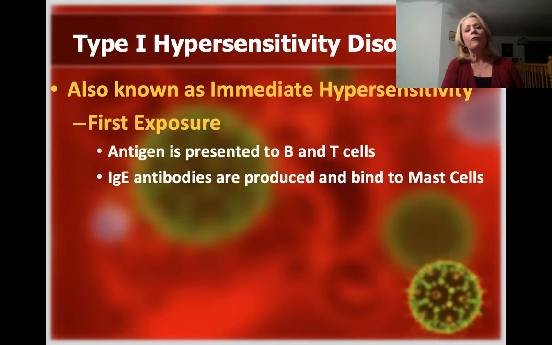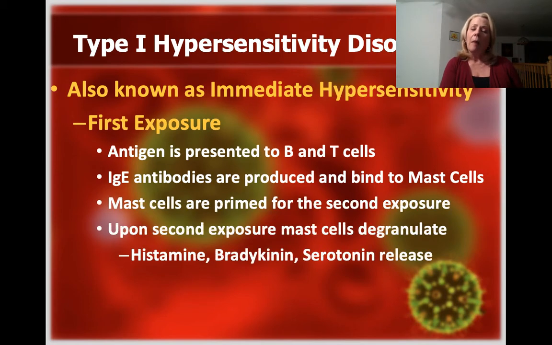So again, on first exposure, your antigens are presented to B cells and T cells, and we make those IgE antibodies, and they bind to the mast cells. Now, mast cells are primed so that when they're exposed a second time, this is when they're going to degranulate. And mast cells are going to release histamines and stimulate bradykinins and serotonin release.